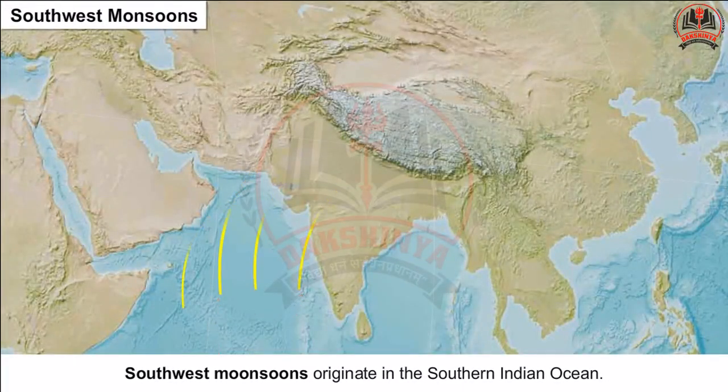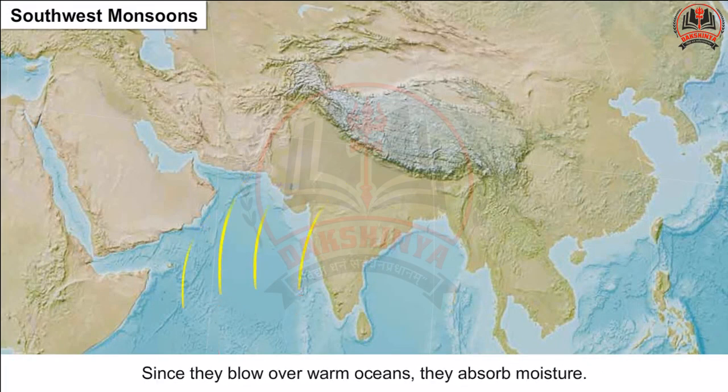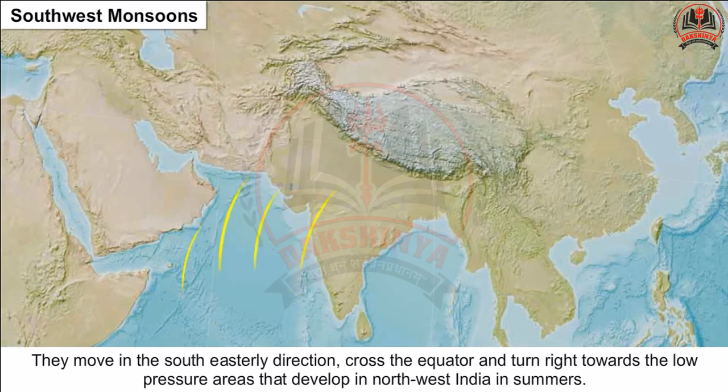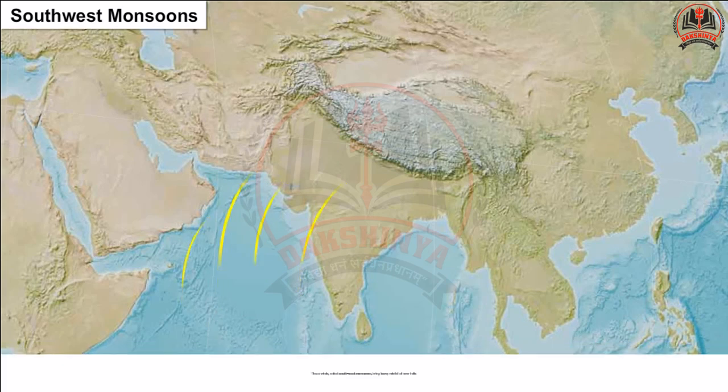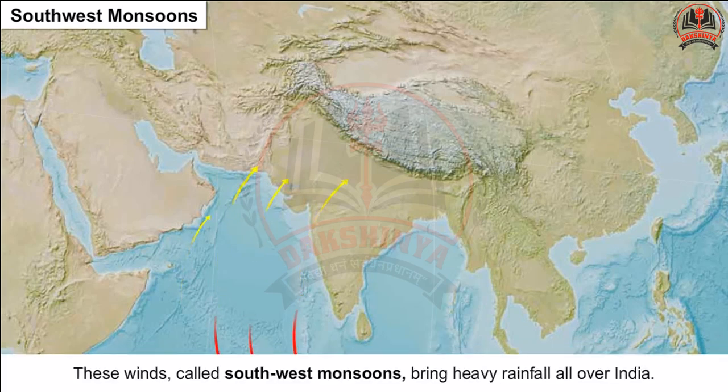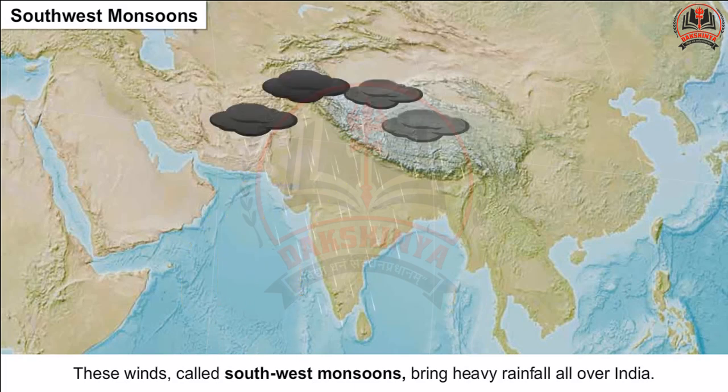Southwest monsoons originate in the southern Indian Ocean. Since they blow over warm oceans, they absorb moisture. They move in the southeasterly direction, cross the equator and turn right towards the low-pressure areas that develop in northwest India in summers. These winds, called southwest monsoons, bring heavy rainfall all over India.